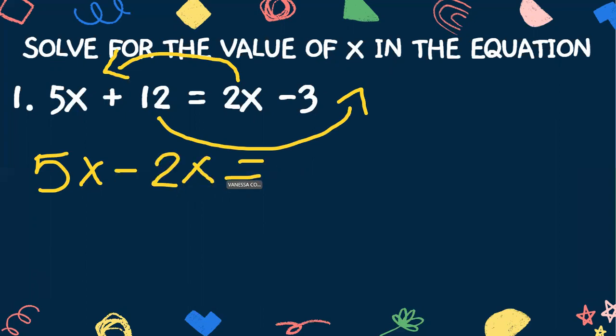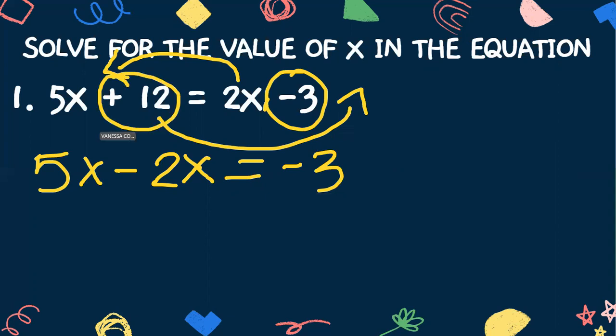Is equals to negative 3. Ito po yan negative 3. Si positive 12, pag nilipat mo sa kabila, magiging negative 12. Ma'am, bakit po naging negative 12? Kasi po, kapag nilipat mo siya sa kabila, yung plus magiging minus. Alright? Ma'am, bakit po itong si negative 3 hindi nagbago? Hindi po natin siya ginalaw, kaya as is lang po siya na negative 3. Alright? So, parehas na po ba sila? Yes, parehas na silang may x and parehas na silang constant.